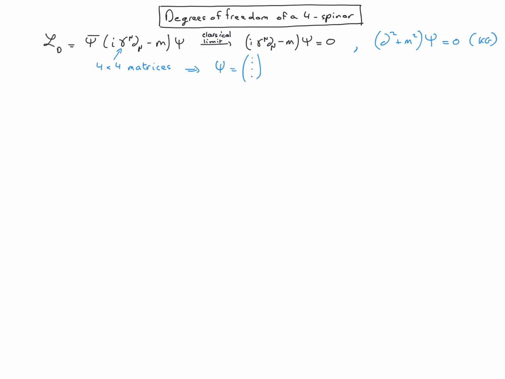However, psi is not itself a 4 vector, a Lorentz 4 vector. That is, it doesn't transform as a 4 vector under Lorentz transformation. In fact, under Lorentz transformation, it transforms as a 4 spinor. We will see later how a 4 spinor transforms under Lorentz transformation. For the moment, let's see how many degrees of freedom we can encode into a 4 spinor.